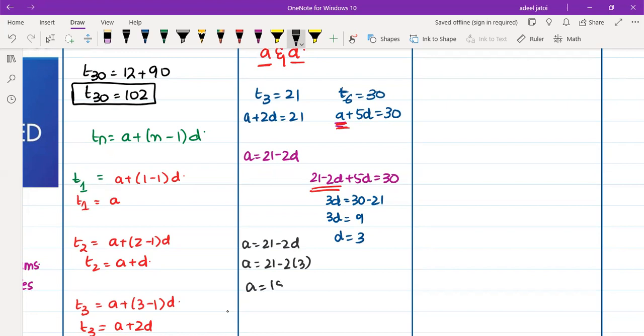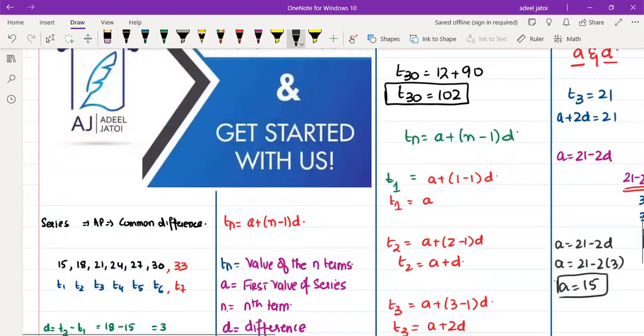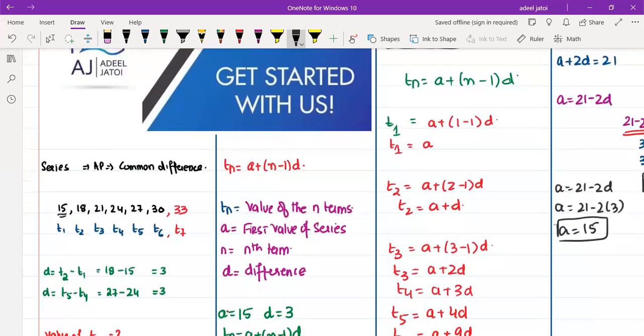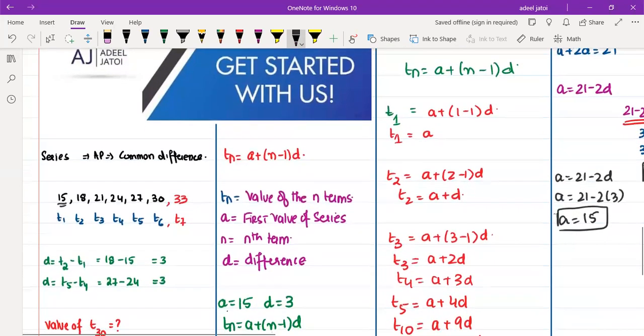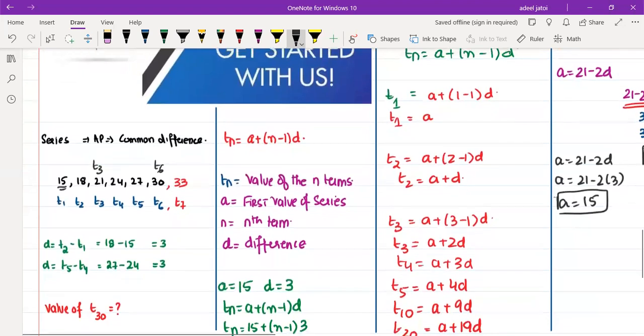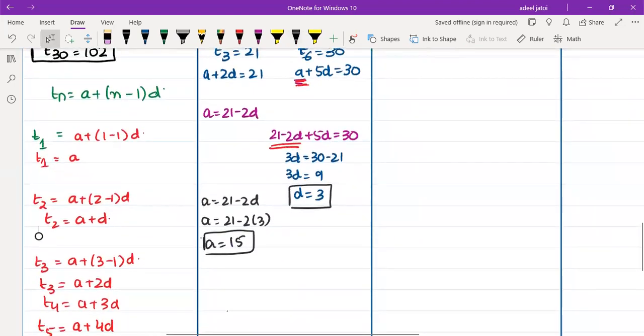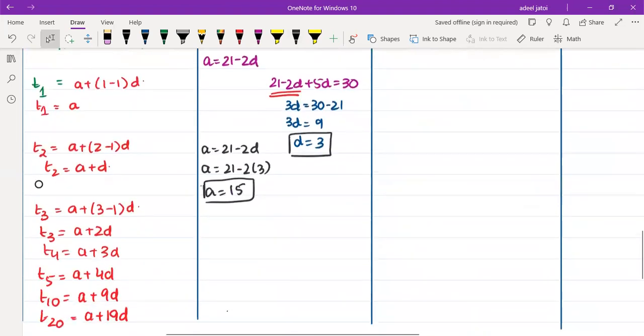So this should be what? 15. So I know one thing, that I started off with the series of A 15 and the difference was 3, because I took term 3 as 21 and term 6 as 30. So obviously, with respect to the given terms, I should be having A is equal to 15 and D is equal to 3.